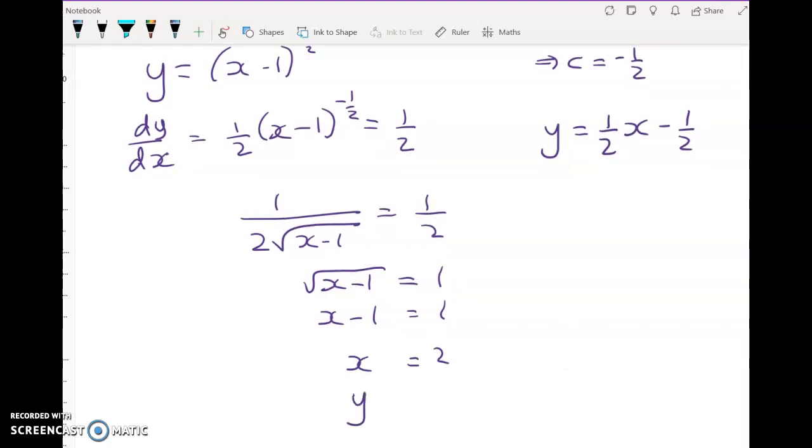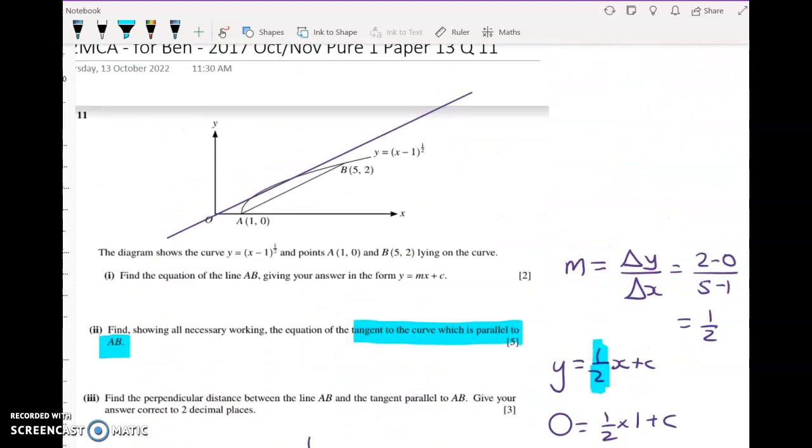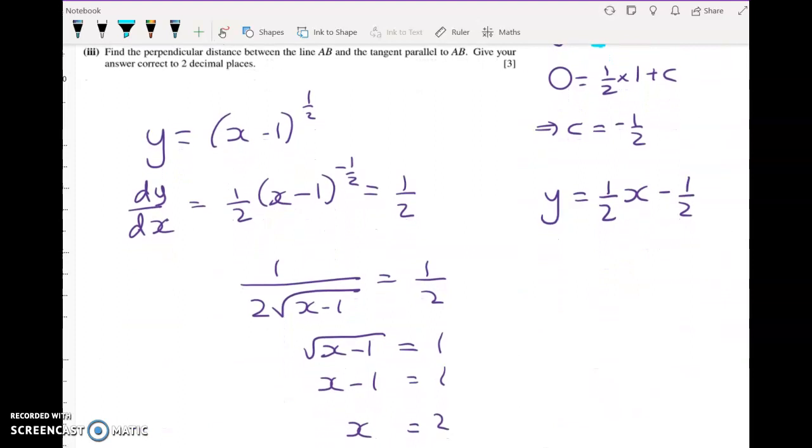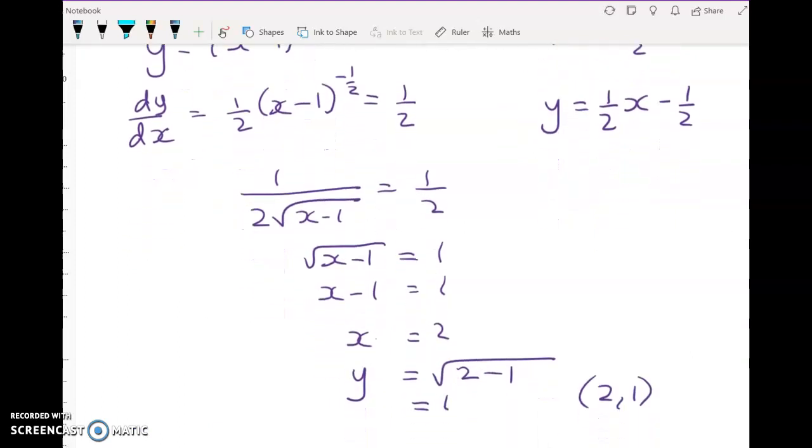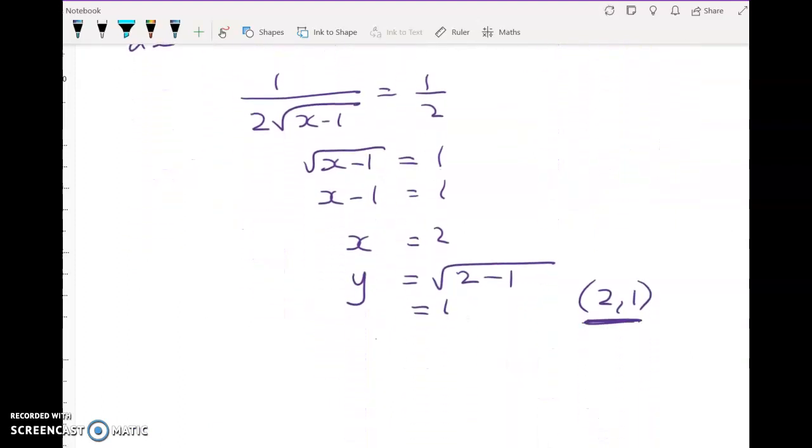And then y is equal to the square root of 2 minus 1, which is the square root of 1, which is 1. So what I'm doing in here is I'm finding this point here, the point where the gradient of the tangent will be equal to 1/2. The reason I'm doing that is I need a point to anchor in my straight line equation. So step 1 is to figure out where the gradient is 1/2, and it's here.